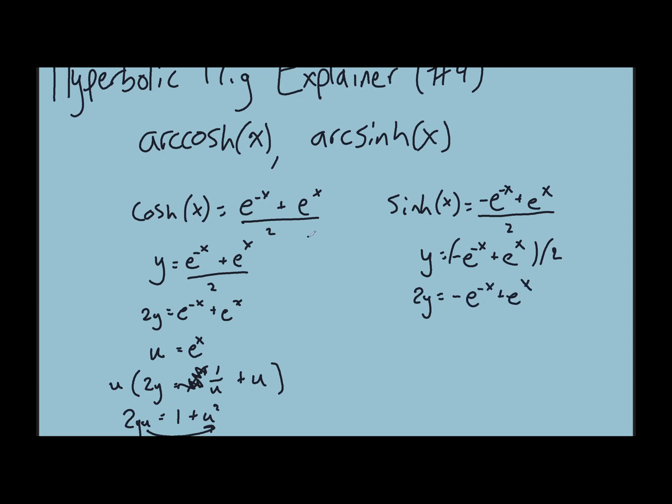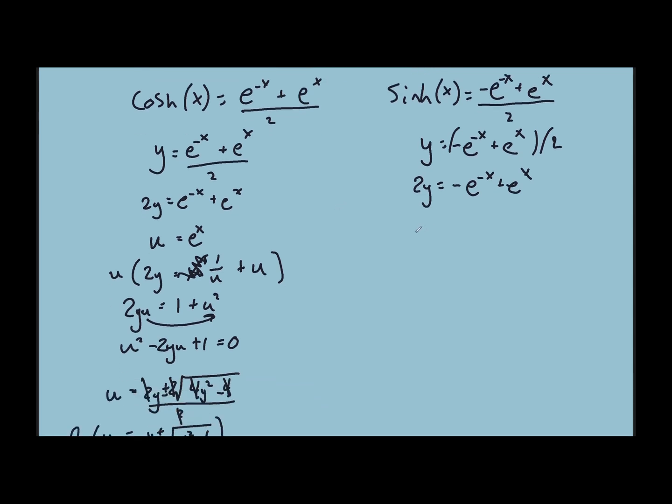And now, with a little bit of practice, you know that we're going to make u equal e to the x. So we can say that 2y is equal to negative, is it? Is it negative? Take a look at this for a minute. You tell me. I believe it's negative u to the negative 1 plus u. Or if we multiply everything by u, 2yu equals negative 1 plus u squared.